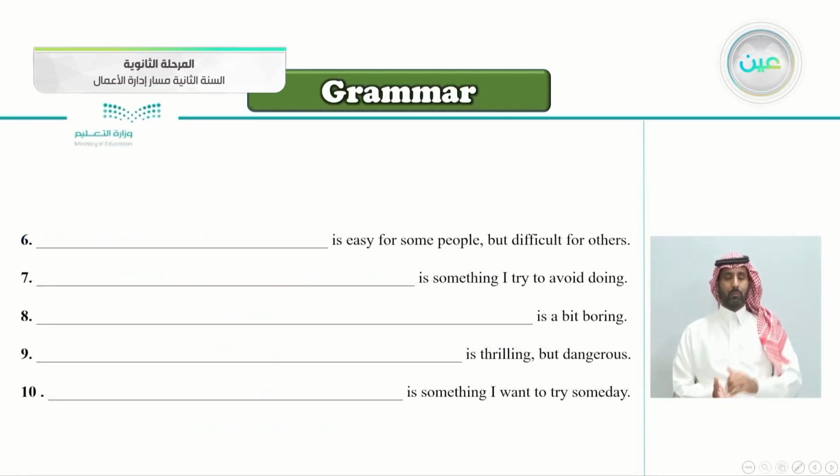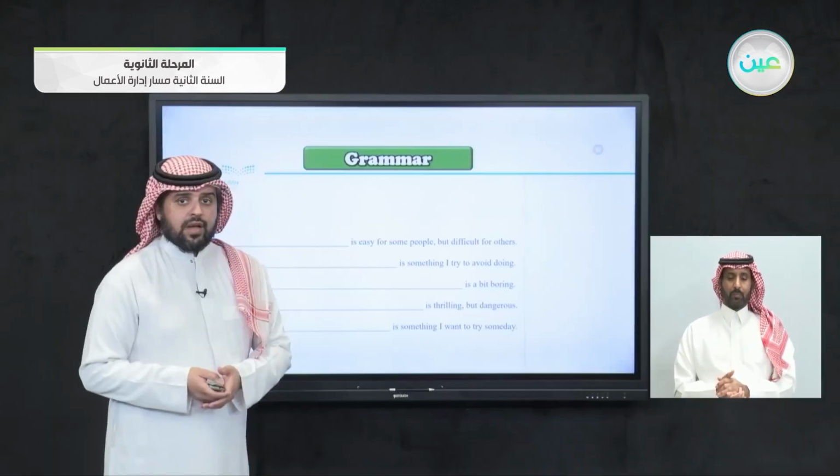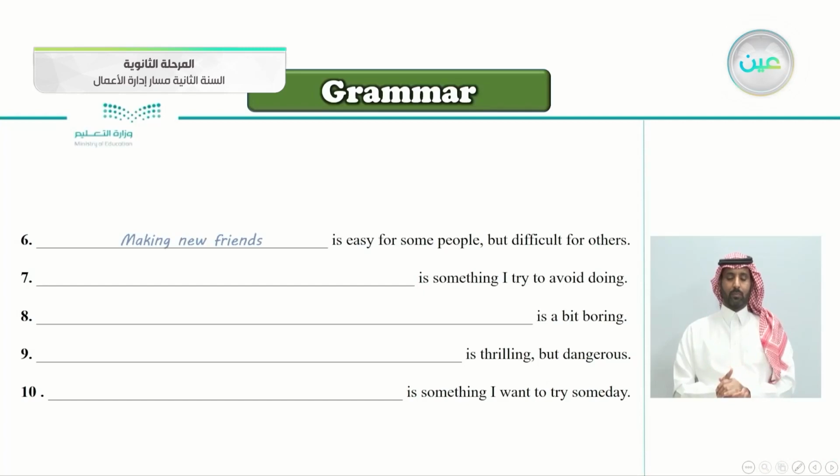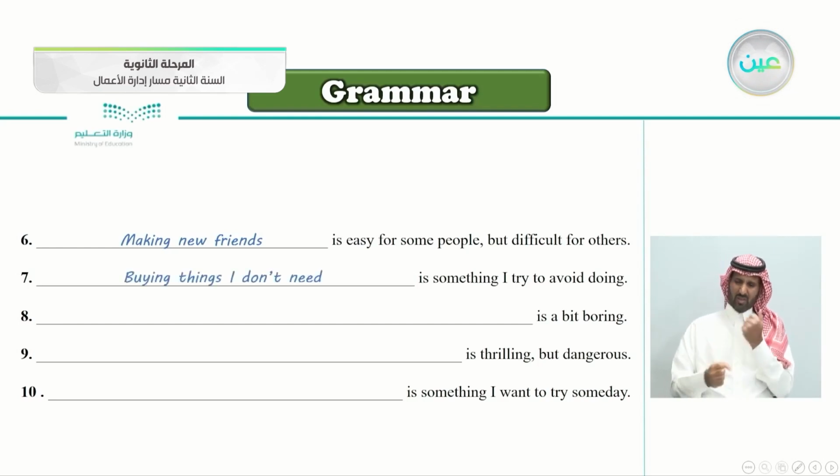And number 6 here is easy for some people but difficult for others. What is easy for some but difficult for others? For example, making new friends. Number 7 is something I try to avoid doing. What do you try to avoid? Many things. For example, buying things I don't need.